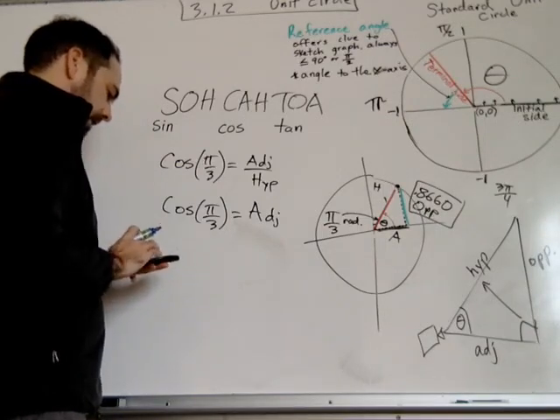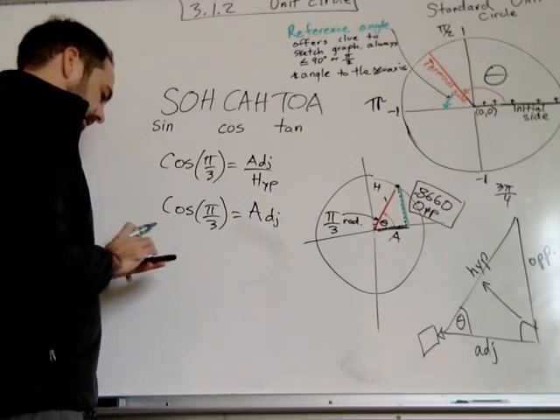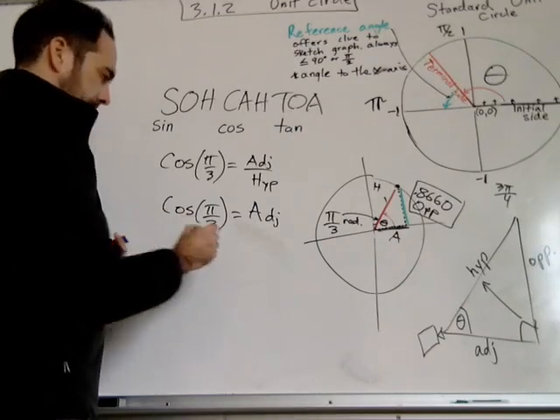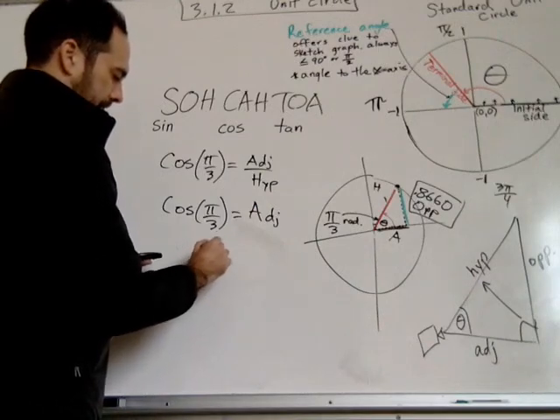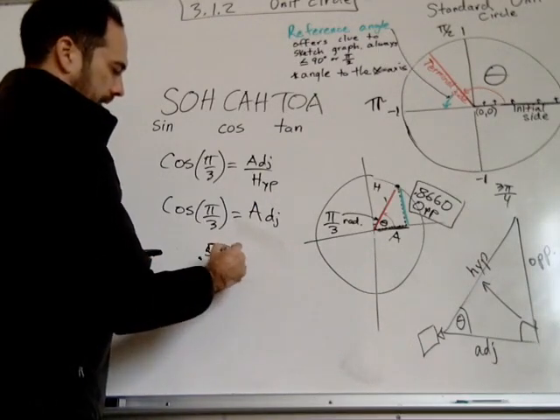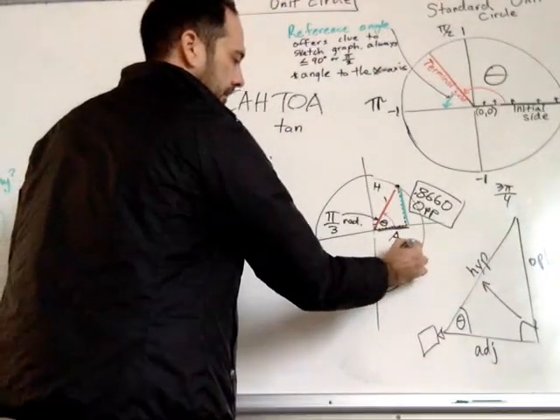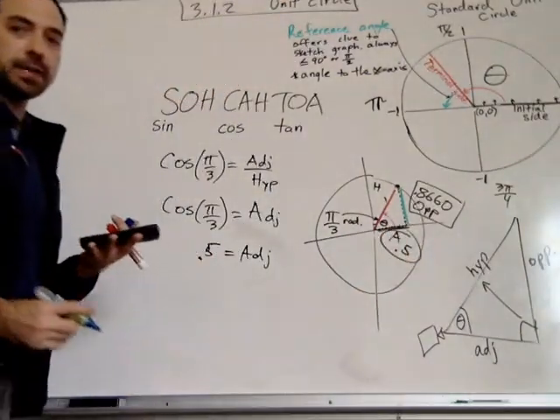I know I'm already in radian mode, so no worries. Divided by 3, 0.5. All right, we just figured out that the adjacent side is 0.5. Okay, so we have our sides now.